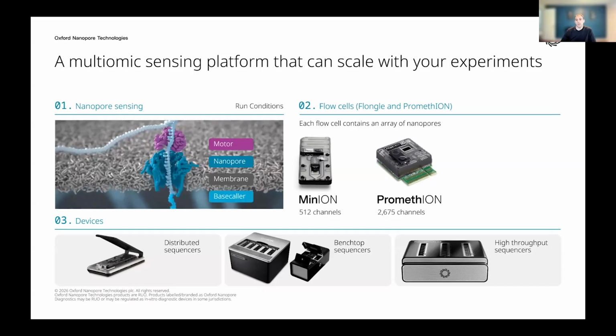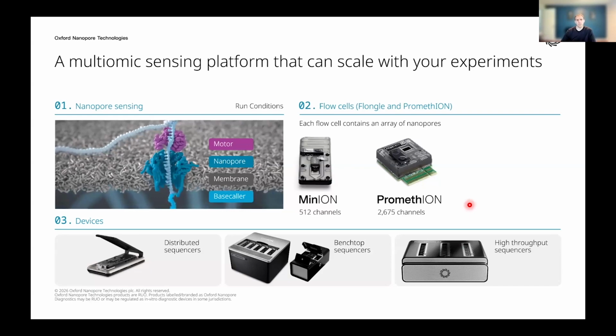Each nanopore operates independently, and depending on the throughput that you need, there are two different flow cell platforms. There's the MinION, which has fewer channels, fewer pores, and a slightly lower output, and the PromethION, which has a higher number of channels and pores, and a higher output. Typically for oncology studies, the throughput of the PromethION flow cells is going to be more suitable.